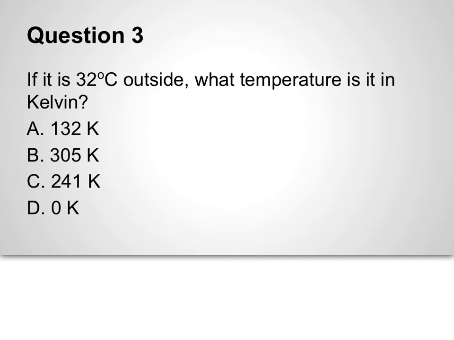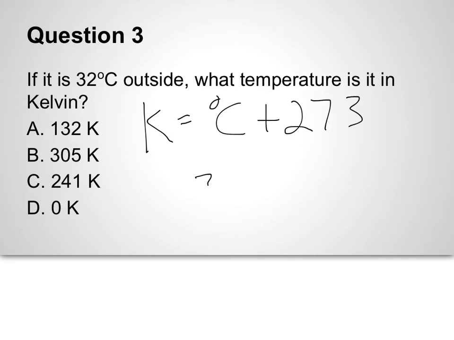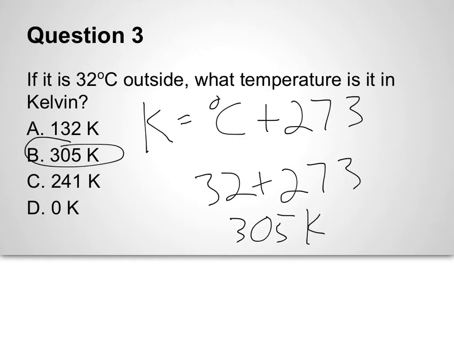If it is 32 degrees Celsius outside, what is the temperature in Kelvin? Well, remember, Kelvin is the scale that's based on absolute zero, and there is never a negative number in Kelvin. The way we convert from Celsius to Kelvin is that Kelvin equals the number of degrees Celsius plus 273. So if we do 32 plus 273, we get 305 Kelvin. So that would be answer B. If you needed to convert from Kelvin into Celsius, you would subtract 273.